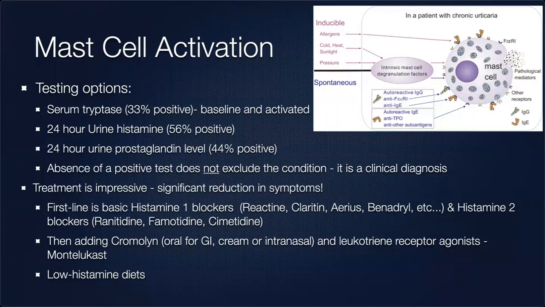Some people will order things like a 24-hour urine histamine. At least you catch about 56% of people. And then you can do urine prostaglandins. Ideally, you can do all three. Not a lot of allergists in BC I've found will do all of it.